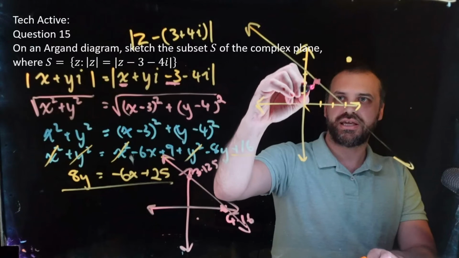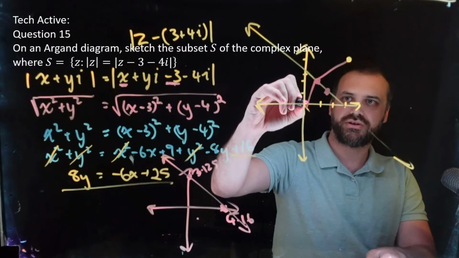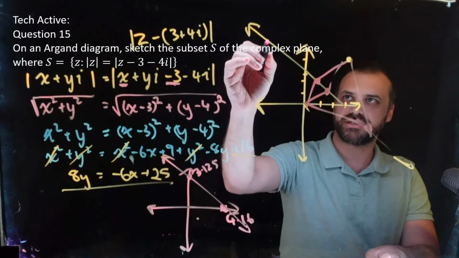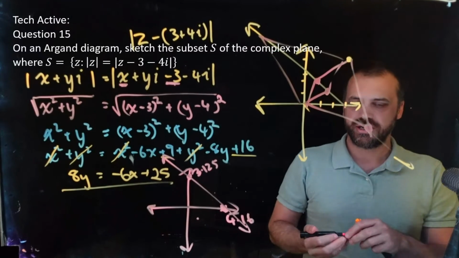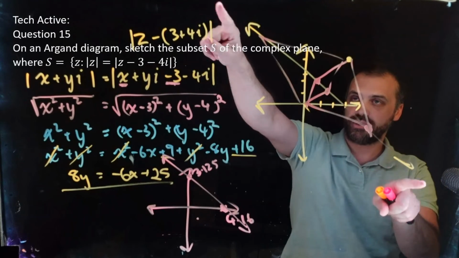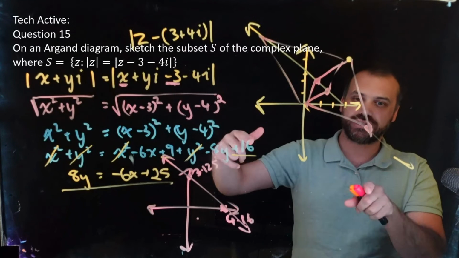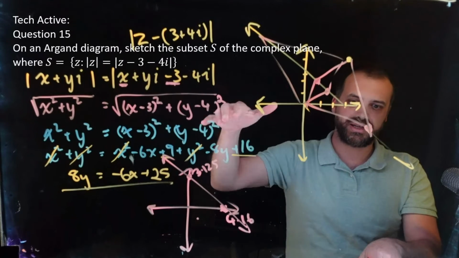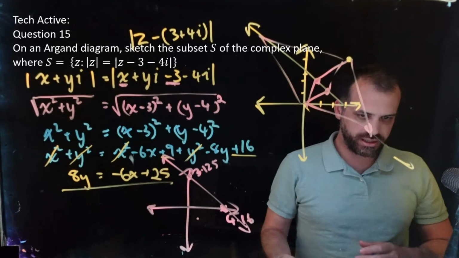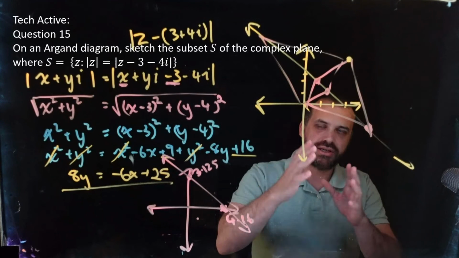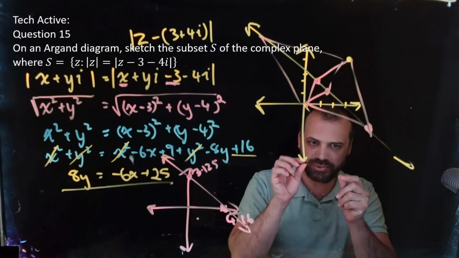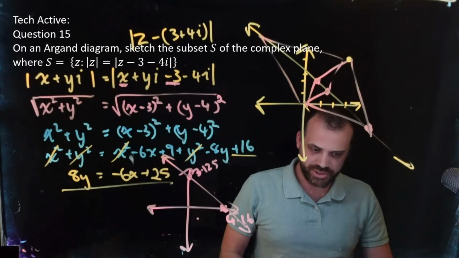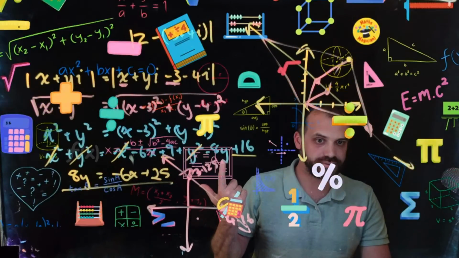This dot here is equidistant between here and here. This dot here is equal distance between here and here. So we're finding all of the points that have an equal distance between the origin, that's our z bit, and this 3 plus 4i. I just wanted to mention that, hopefully so you have 10% more of an understanding of what we're doing when it comes to these subsets. Celebrate.